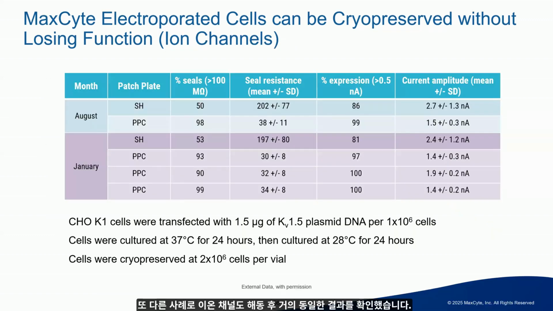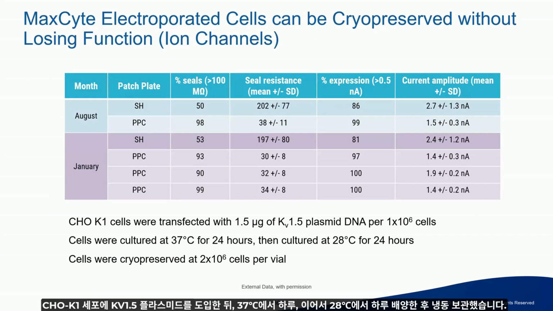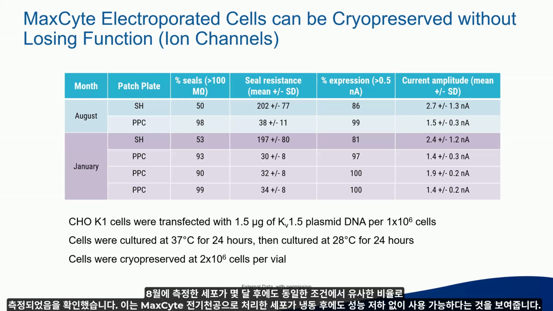In this example with ion channels, you can see that they cryopreserved the cells and saw very little change or drop in performance. These CHO-K1 cells were transfected with KV1.5 plasmid, and then the cells were cultured at 37 degrees for a day, and then cultured at 28C for another day, and then they were cryopreserved. And you can see that here, they got around the same percent sealed for the different plates.